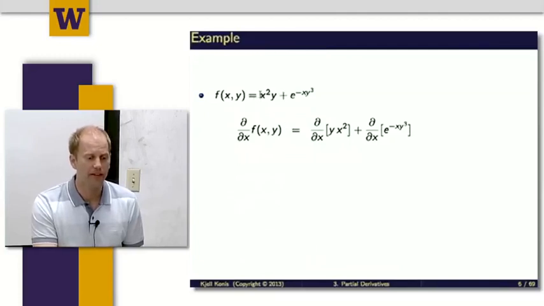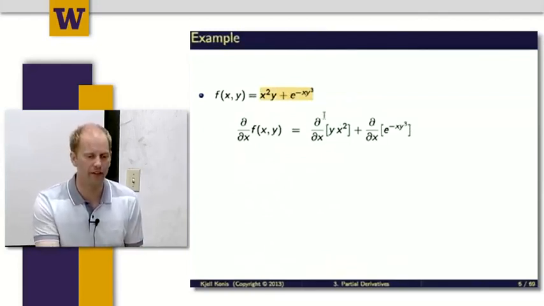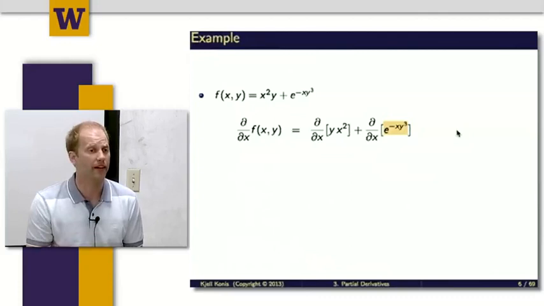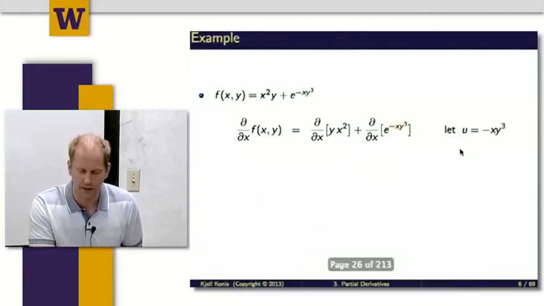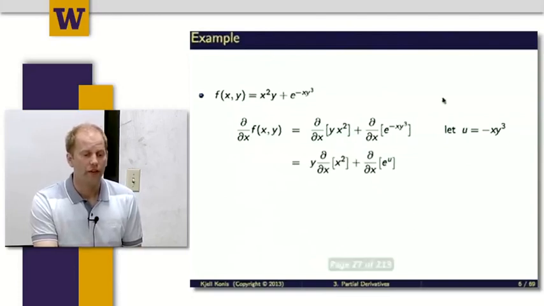Because this is a sum of two functions, I still have a linearity property. The derivative of a sum is the sum of the derivatives. So this is going to be equal to the derivative of the first term plus the derivative of the second term. And then to take the derivative of this piece here with respect to x, I'm going to make a substitution. I'm going to say minus x y cubed is u. So I can rewrite this like this.